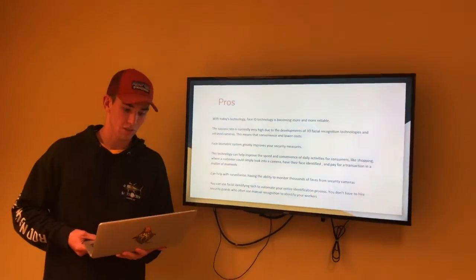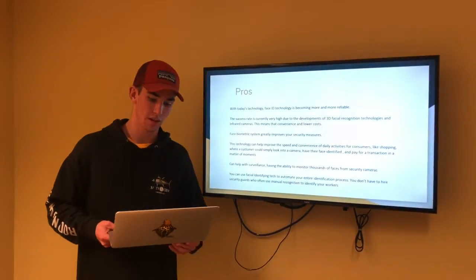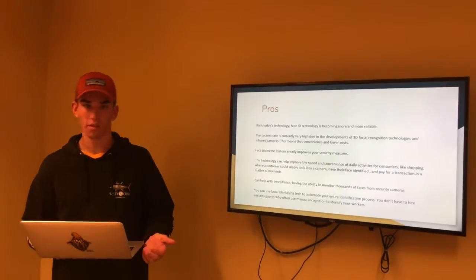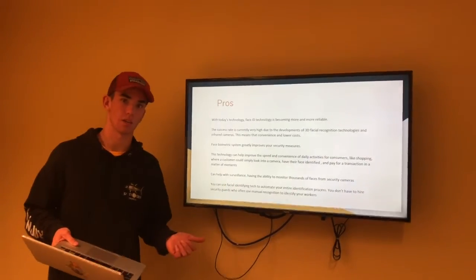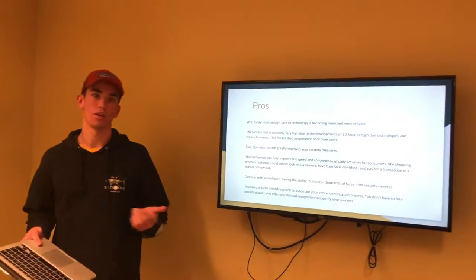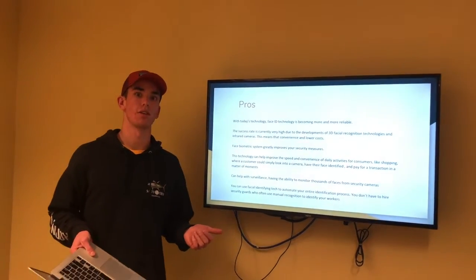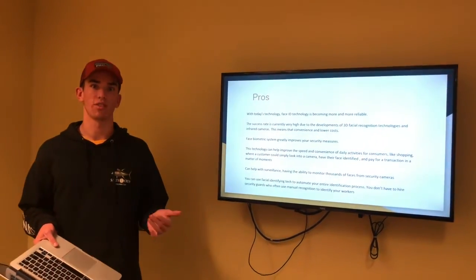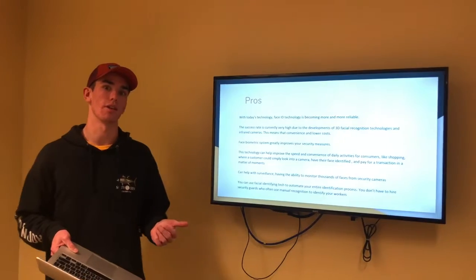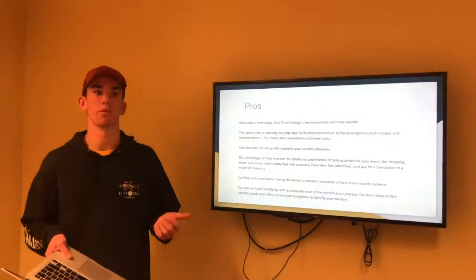It also can help with surveillance. It has the ability to monitor thousands of faces on security cameras, so if the government or someone is looking for someone, they can just use face recognition to find them rather than asking everyone if they've seen this person.